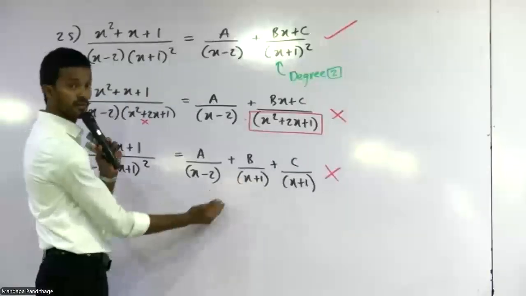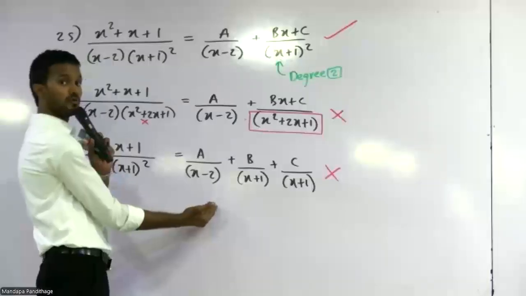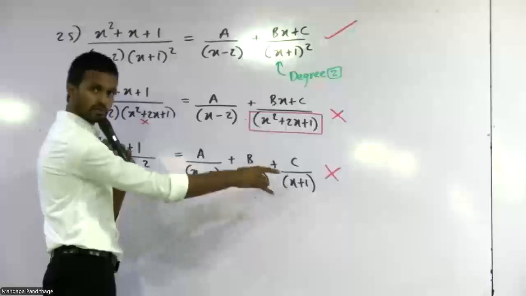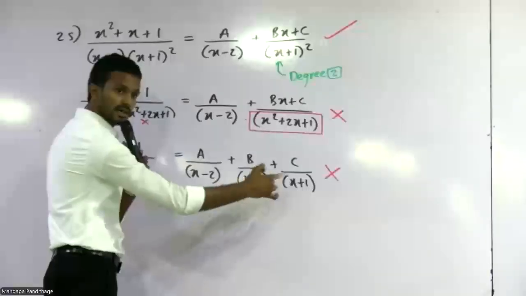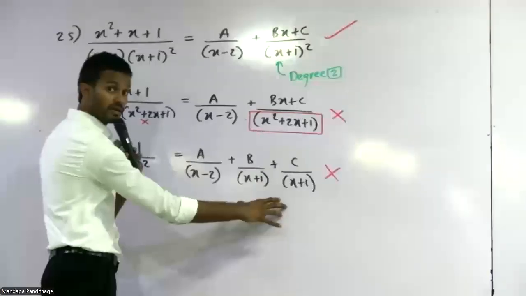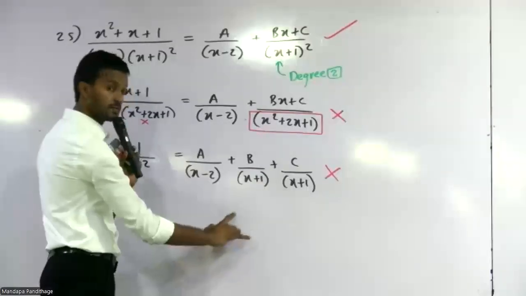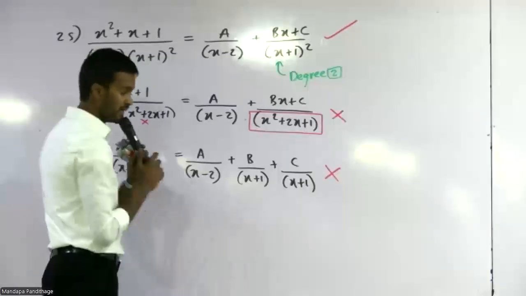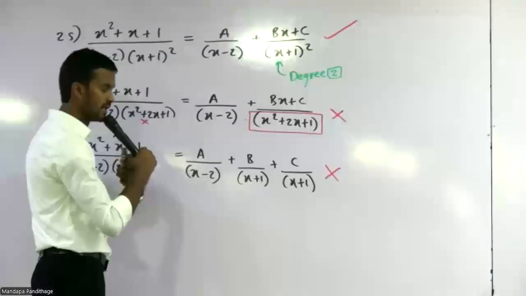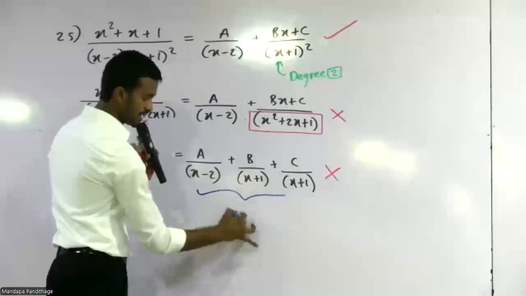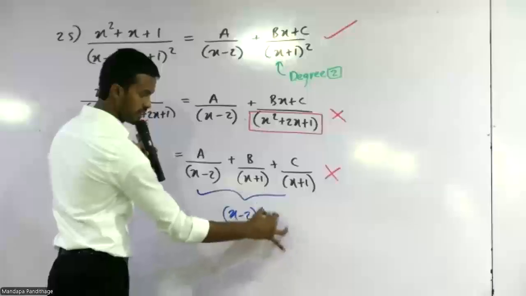If you take the common denominator here, what is the common denominator? Is it x minus 2, x plus 1, x plus 1? Do you take this twice? No, we only take this once, no? So if you take the common denominator here, it's x minus 2 and x plus 1.